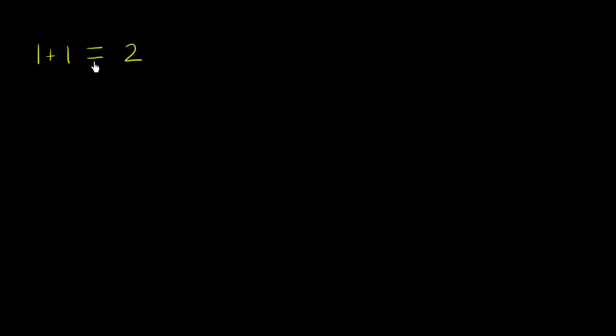Equal is actually just trying to compare two quantities. When I write 1 plus 1 equals 2, that literally means that what I have on the left-hand side of the equal sign is the exact same quantity as what I have on the right-hand side of the equal sign. I could have just as easily written 2 is equal to 1 plus 1. These two things are equal. I could have written 2 is equal to 2. This is a completely true statement. These two things are equal.